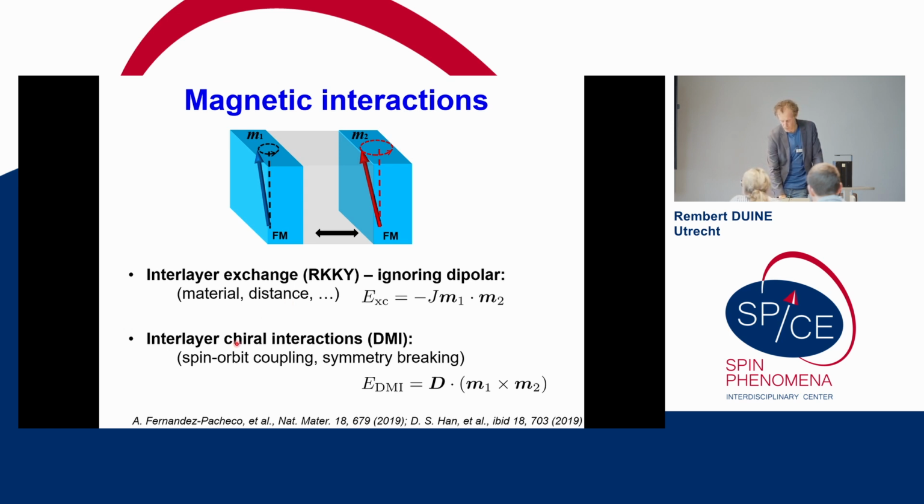Now, very recently, it was shown that if you have sufficiently strong spin-orbit coupling in this non-magnetic material and you break some symmetry, for example, by growing it in a specific direction, you can also engender a Dzyaloshinskii-Moriya interaction, an interlayer Dzyaloshinskii-Moriya interaction that basically mediates a coupling of a chiral nature. So you get a chiral interaction parameterized by some vector d that depends on the specifics of the material that's being sandwiched between these two magnets. Okay, so these are two typical coherent interactions that we can have.